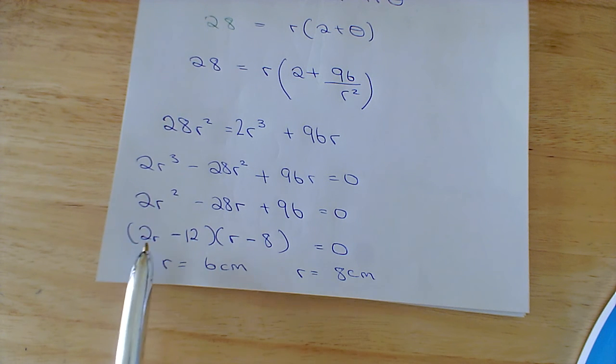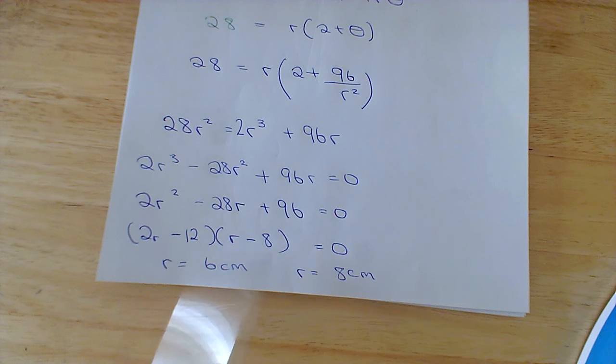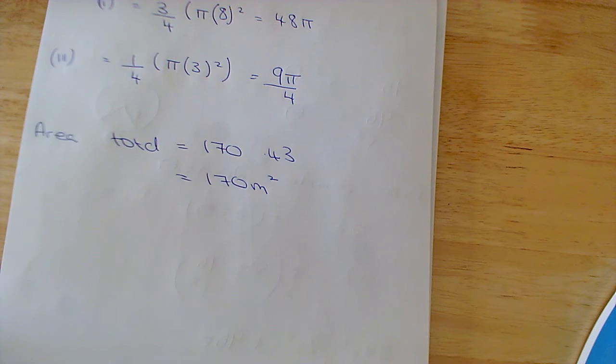So I'll solve my quadratic, and I'm left with 2r minus 12, r minus 8. So I'll get 2r minus 12 is equal to 0, so r will be equal to 6, and r minus 8 is equal to 0, and r is equal to 8, and that's question 13 completed.